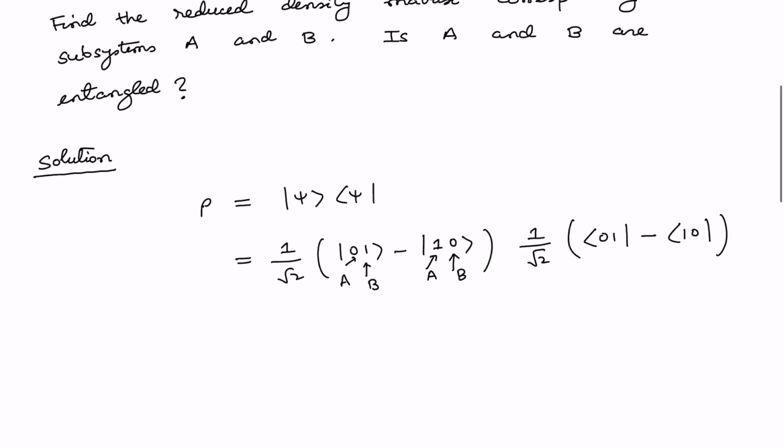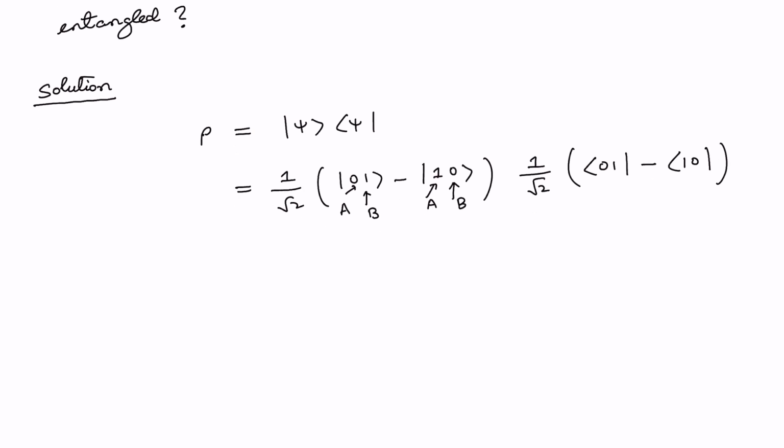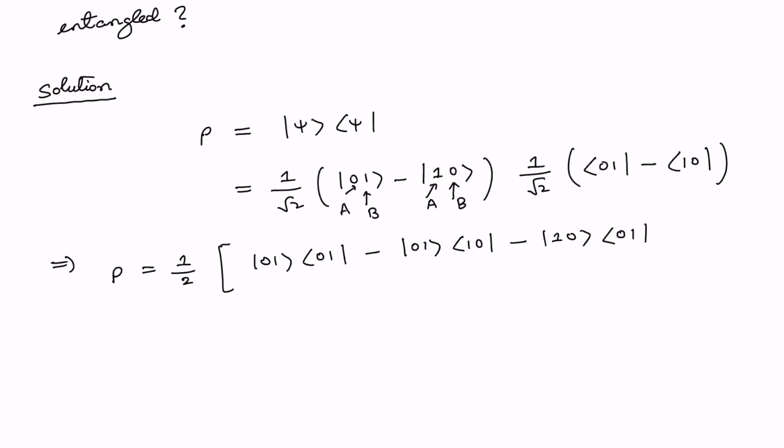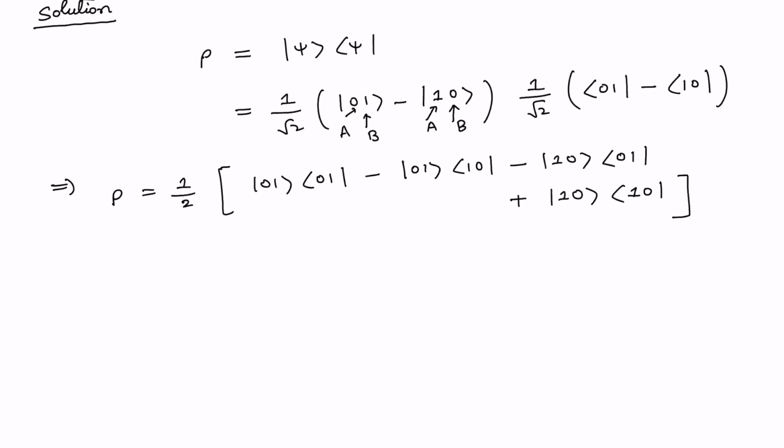Now let me open it up. So you will get rho equal to 1/2. You will have ket 01 bra 01, minus ket 01 bra 10, minus ket 10 bra 01, and you will have plus ket 10 bra 10. So this is the density matrix for the composite system.